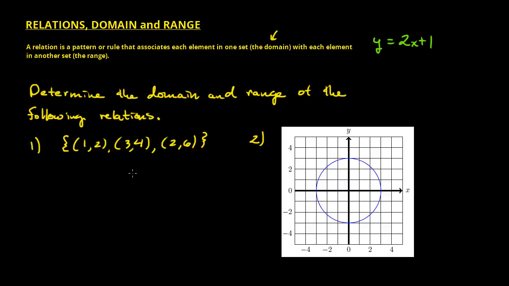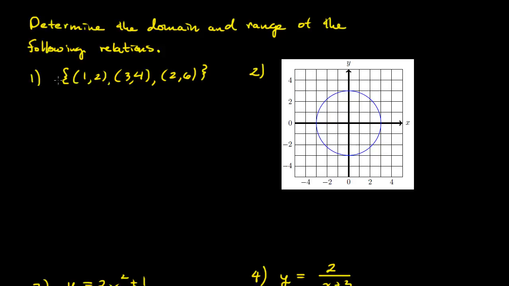So another way of writing a relation is just by writing a set of ordered pairs, and that's what we have in this first example. So here it says determine the domain and range of the following relations. This set of ordered pairs is a relation because it relates each x value with a y value. So they're essentially coordinates, a set of coordinates. And these curly braces in math mean set of. So anytime you see curly braces in math, that means set of. So this just denotes the set of the ordered pairs (1, 2), (3, 4), and (2, 6).